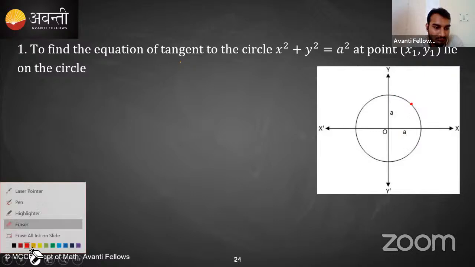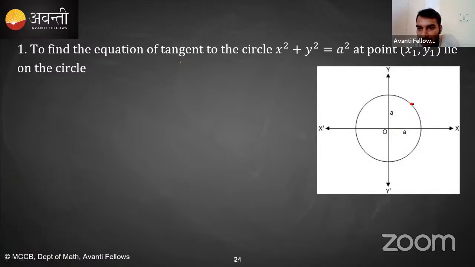Okay, let's say this is the tangent. This point is P, which is (x1, y1), lying on the circle. So what should be the equation of the tangent we have to find?